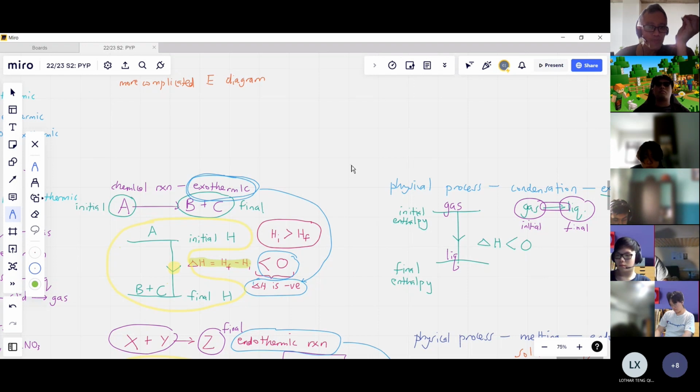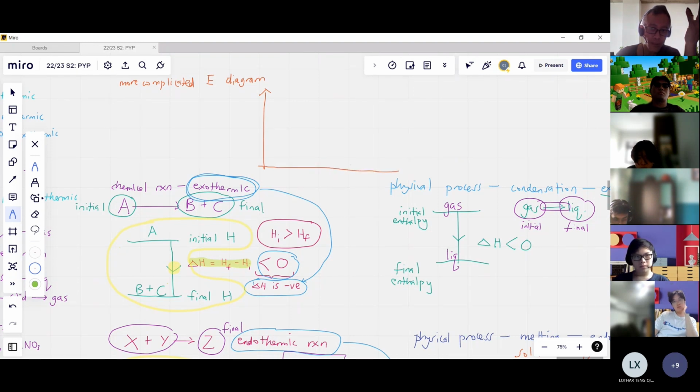So I'm still using this exothermic example, I'm still using A, reactant A breaks into products B and C. So try to follow. I need to draw the two axes. I repeat, I am expecting this to come out. Either the exothermic version or the endothermic version, either one of them.